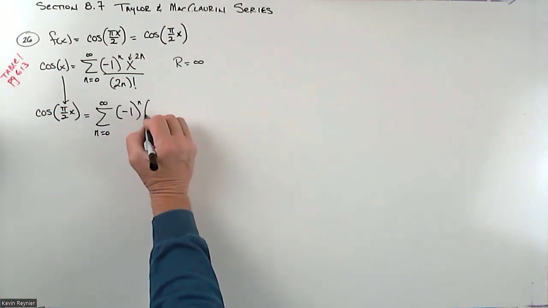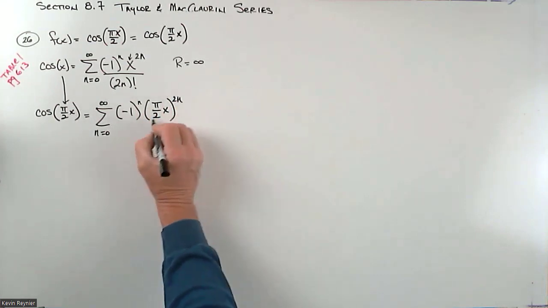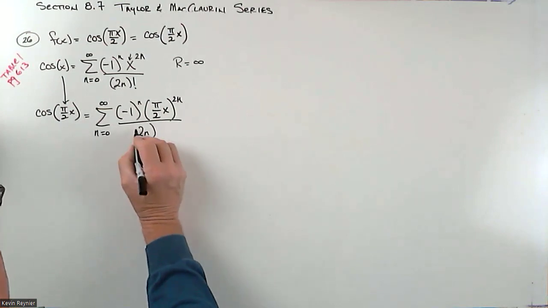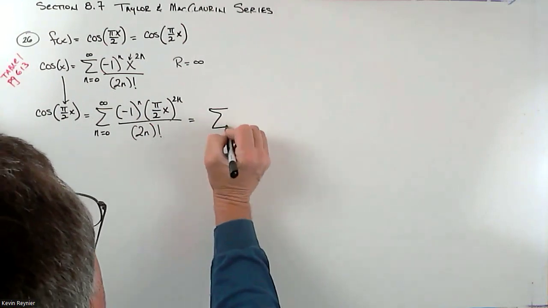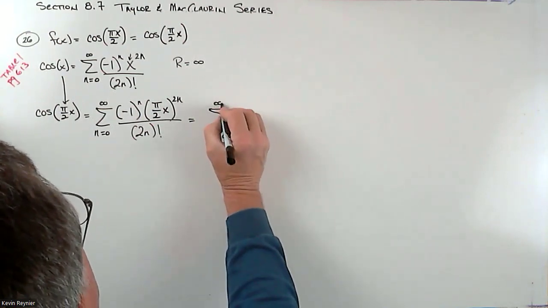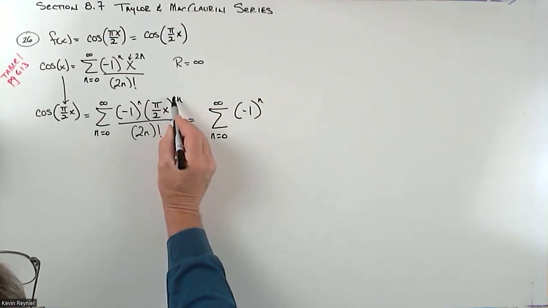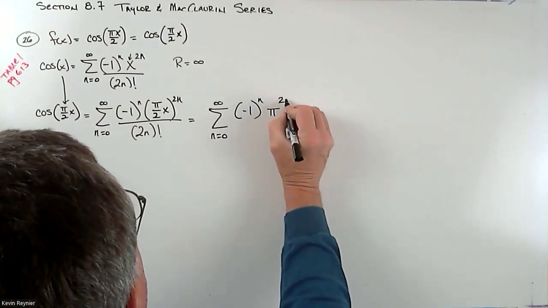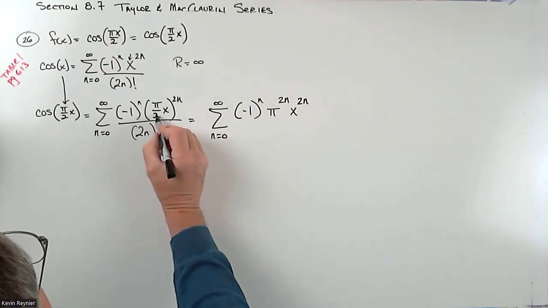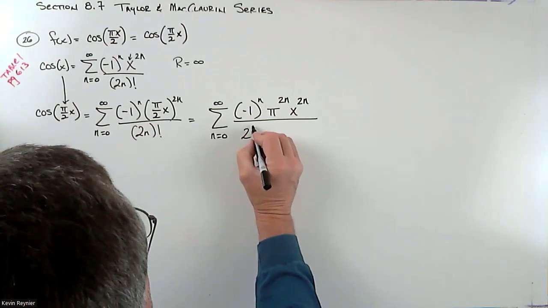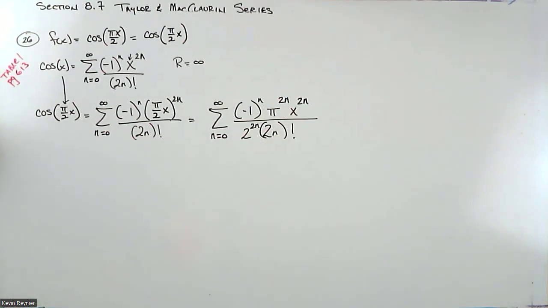So we get -1 to the n. Instead of x, we have pi over 2x to the 2n. And here we get 2n factorial. And so now we just clean this up. This is pi to the 2n, so that goes here. We have x to the 2n, so that goes there. And of course, this 2 is in the denominator, so that goes down here. And don't lose your 2n factorial, and that's the entire answer.